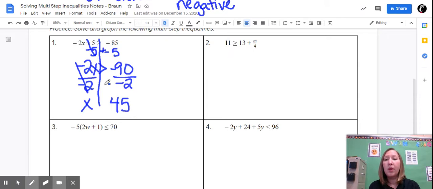Now, the thing we have to remember is since we divided by a negative number, we need to flip our inequality symbol. So this is not going to be x is greater than 45. It's actually going to be x is less than 45.